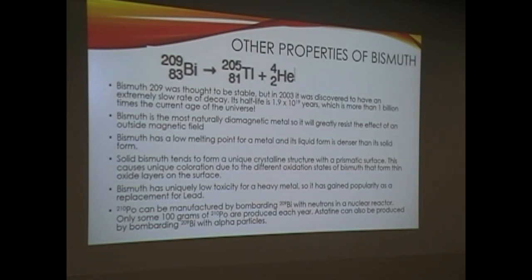Now, polonium is still made with neutrons in a reactor, but currently only about 100 grams of polonium are made each year, and small.